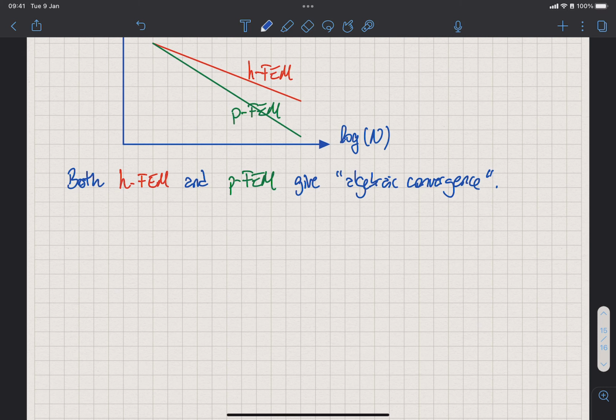Yeah, and that's exactly what the hp version of the finite element method is. So you take the best of both worlds. You take the best of h-FEM and you take the best of p-FEM. So what we do is we reduce the size of elements as we're getting closer to the singularity, and we also increase the polynomial interpolation order as we're getting close to the singularity.